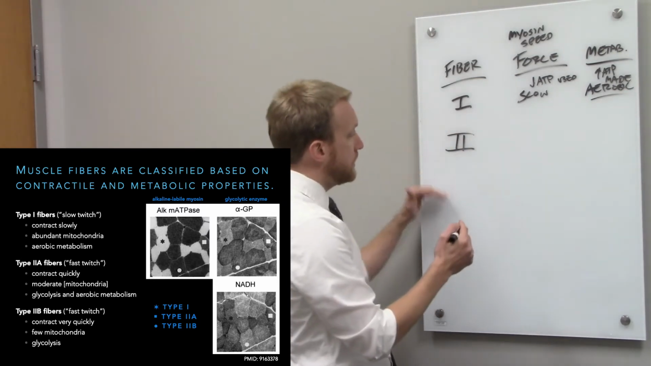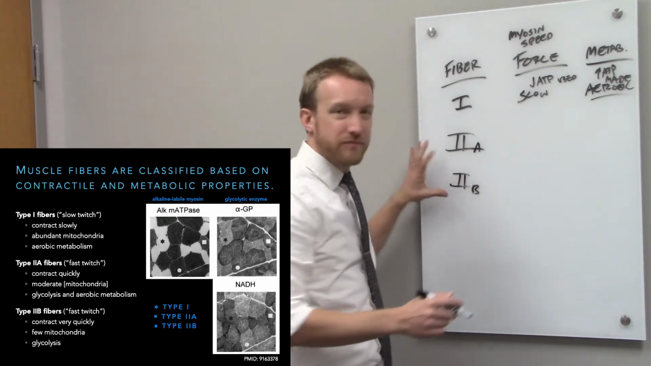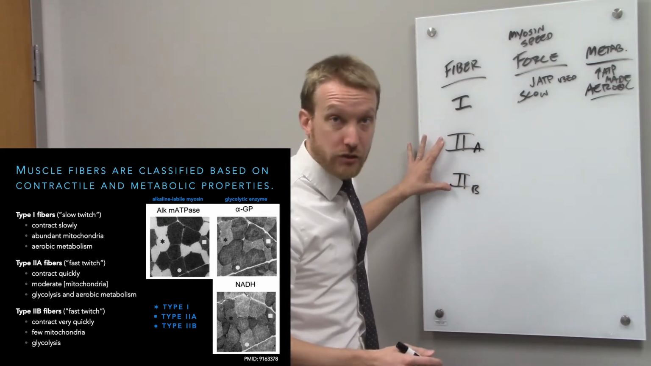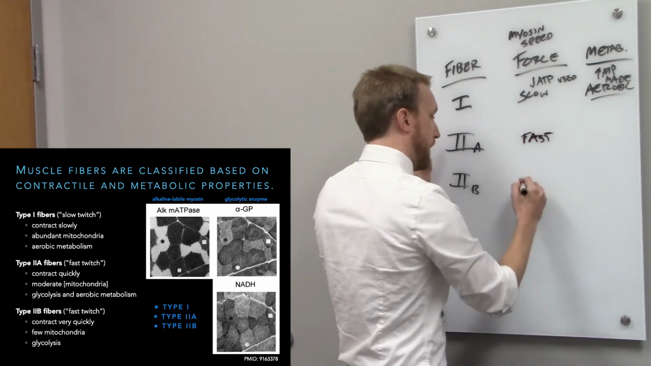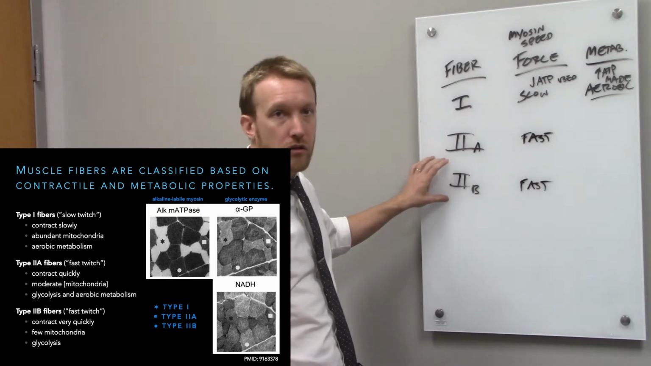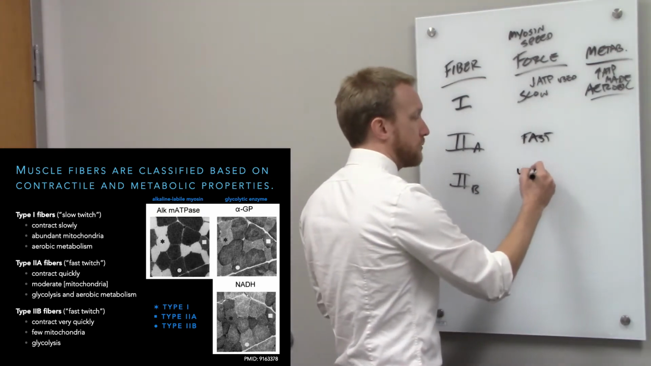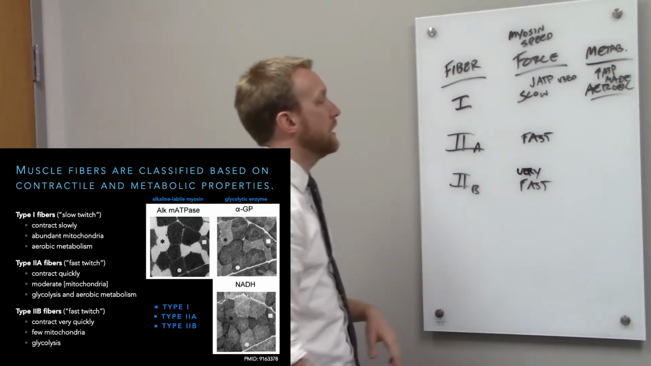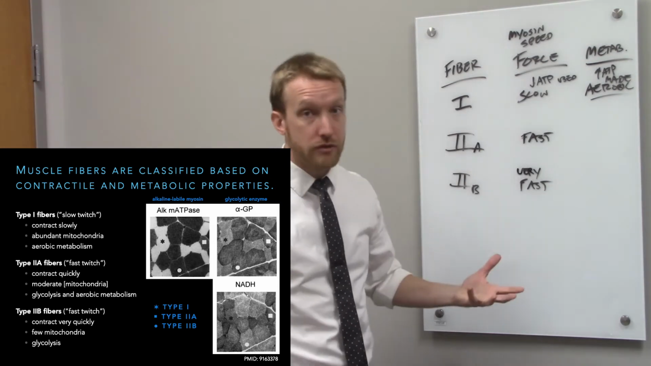Now, when we get to type 2, there's really two types of fast twitch fibers. So both of these are fast. Maybe a little bit faster here, but both fast. I'll say very fast. So as we increase the speed of myosin, we increase the ATP used.